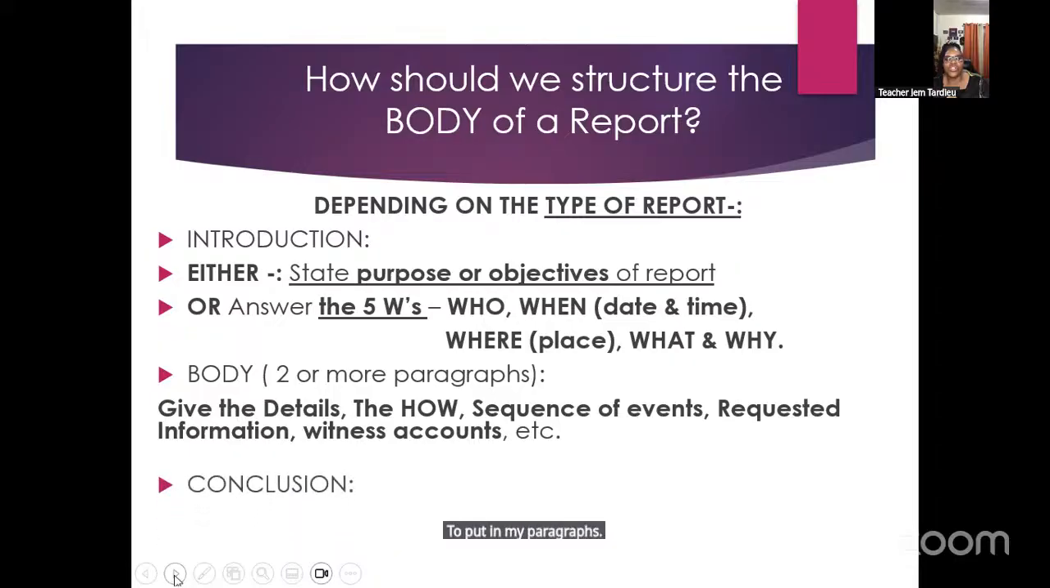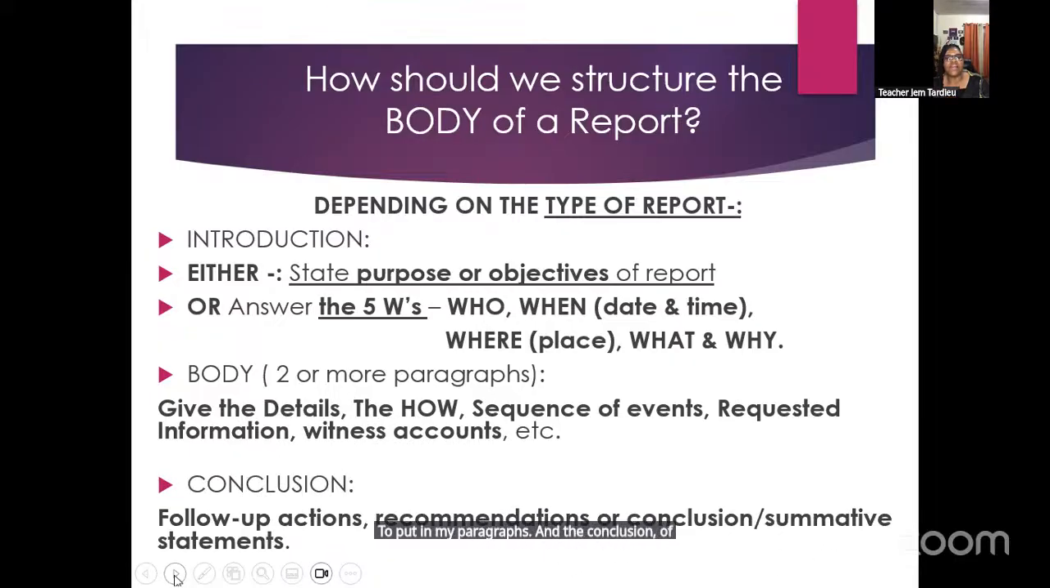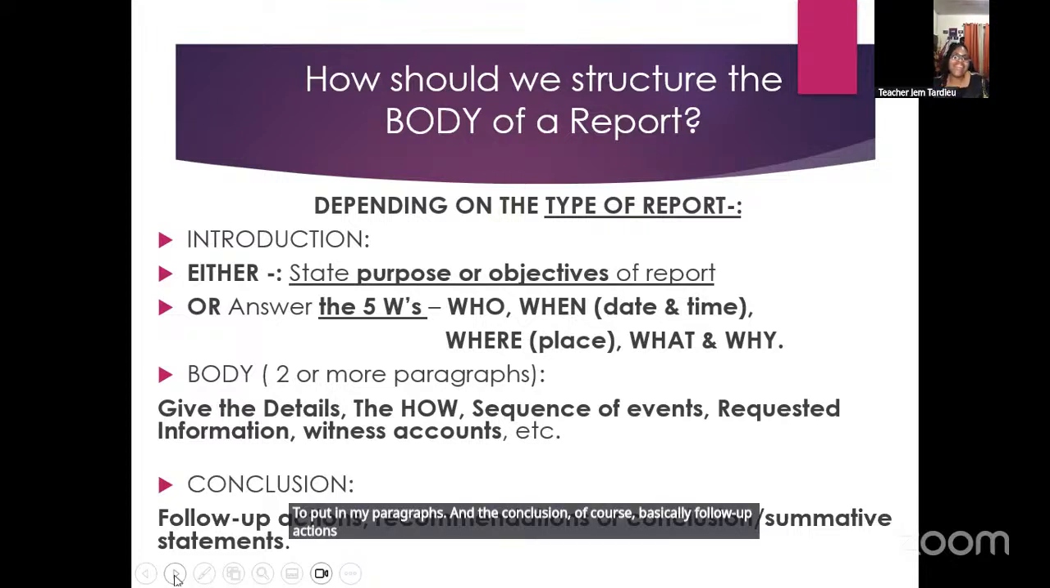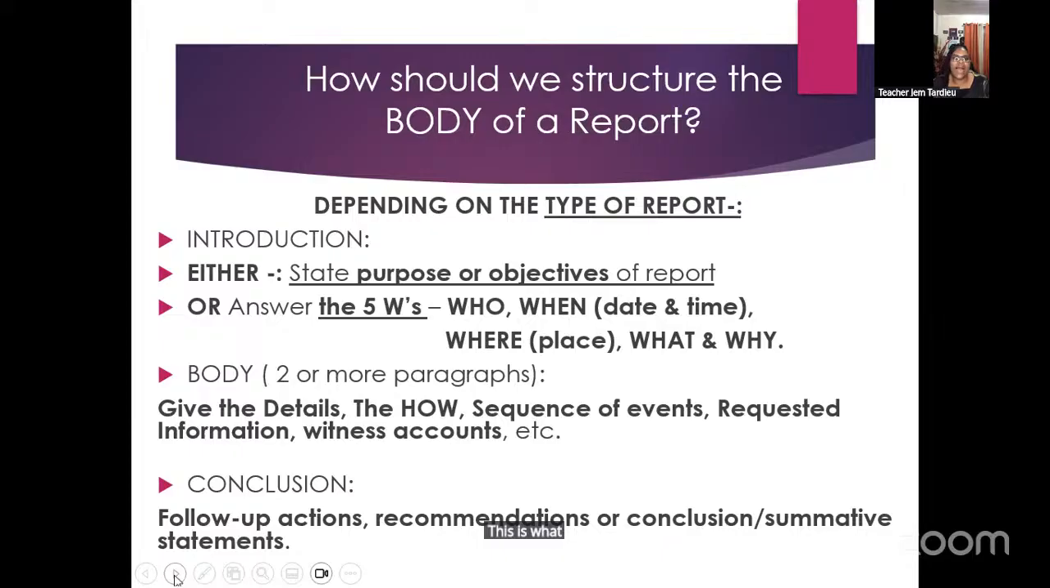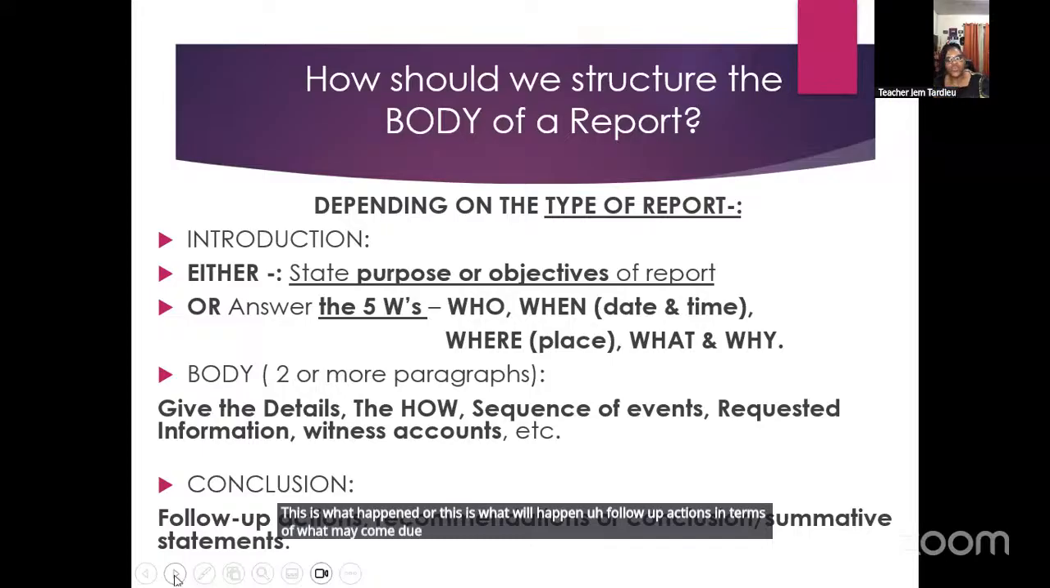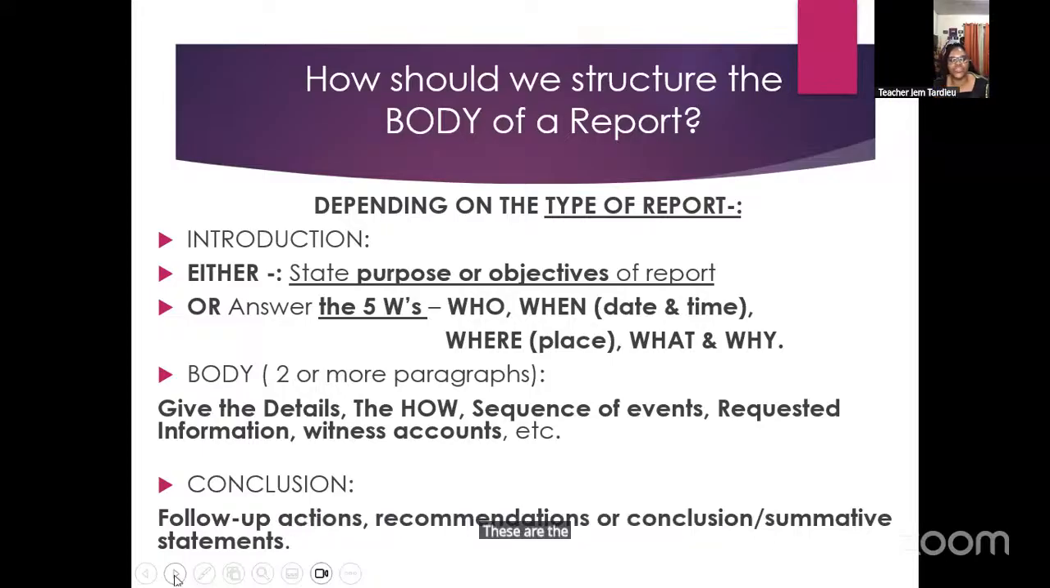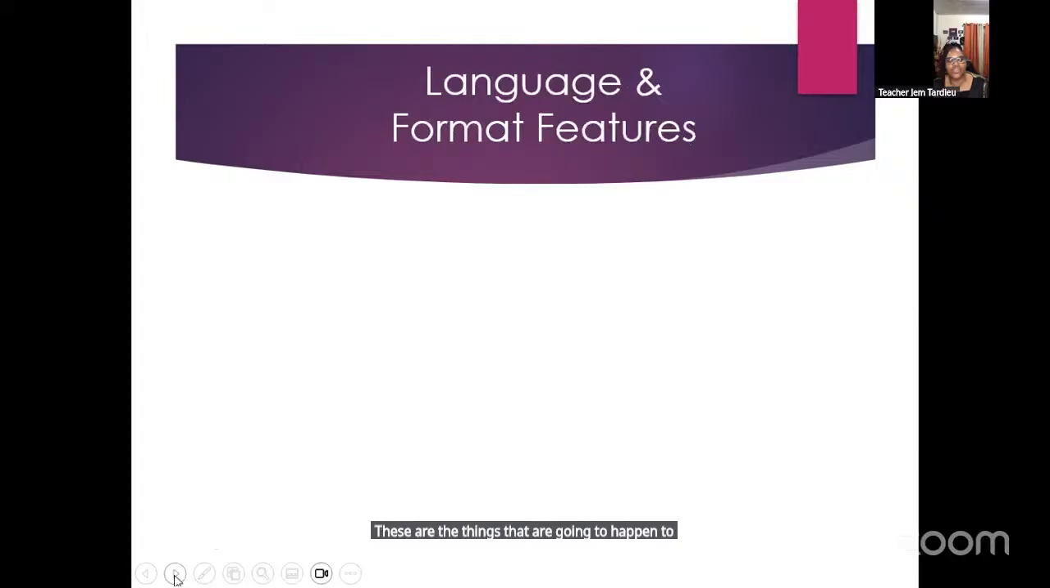And the conclusion, of course, is basically follow-up actions, recommendations if necessary, or a concluding or summative statement. So you may sum up, you may conclude based on the things that you presented. This is what happened, or this is what will happen. Follow-up actions in terms of what may come due to whatever took place. These are the things that are going to happen due to the previous action.